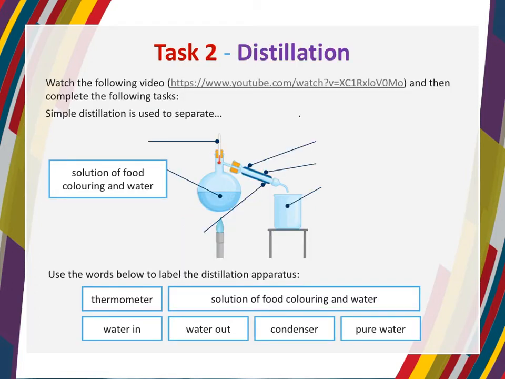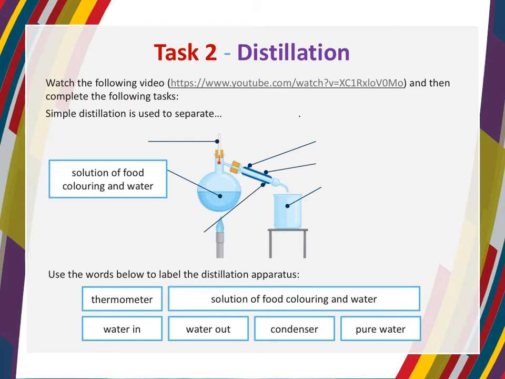Now, the desert island was surrounded by salt water, so what you have got to do is separate the water out from the salt water, and you're going to do that by using distillation equipment. Now, there's a link to another YouTube video just here, so I would watch that now. So stop this video, watch the video about distillation, and then have a look at completing these tasks. The link will be in the description below.